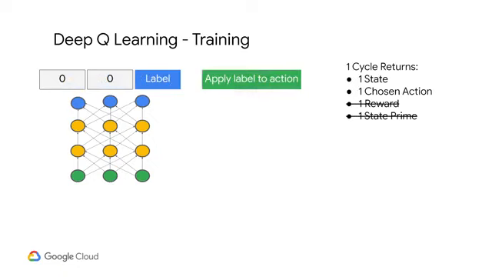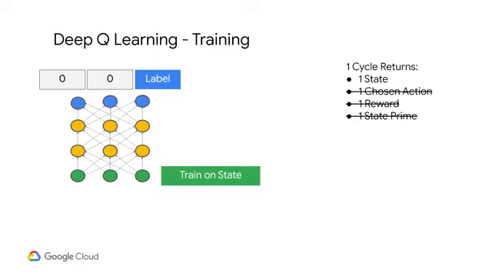In this case, the chosen action had an index 2. So index 2 has our calculated future value, and all other output nodes get 0. Finally, we'll feed in our state to see its predicted Q values and backpropagate based on our label.